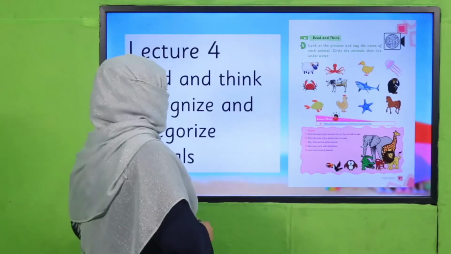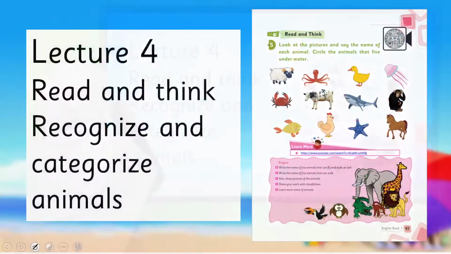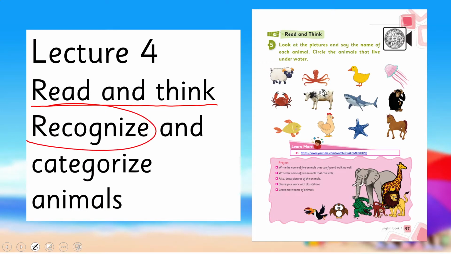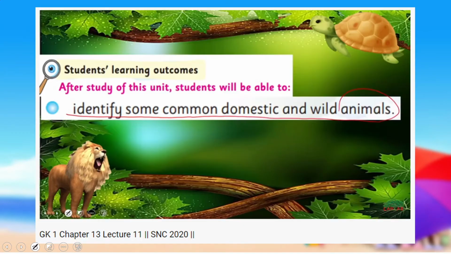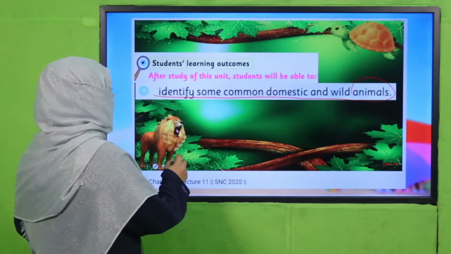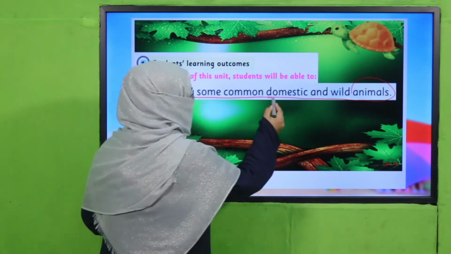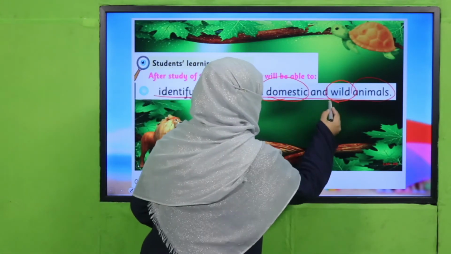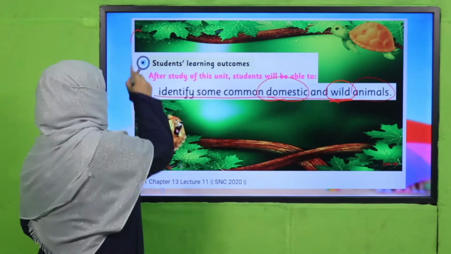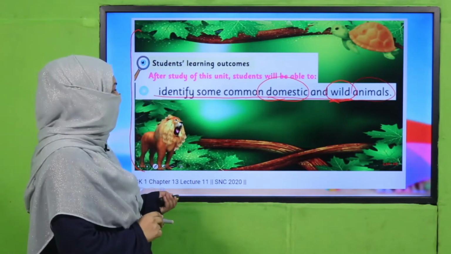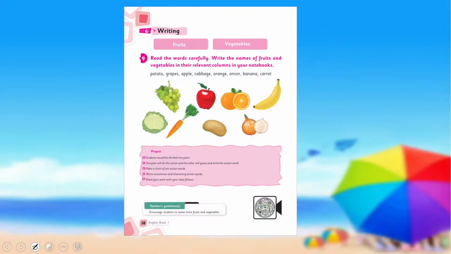My dear students, today under the title of Read and Think, we are going to recognize and categorize animals. Before this, in your science, you have studied about animals, domestic and wild animals. I hope you remember this lesson. And I have also taught you to categorize fruits and vegetables.